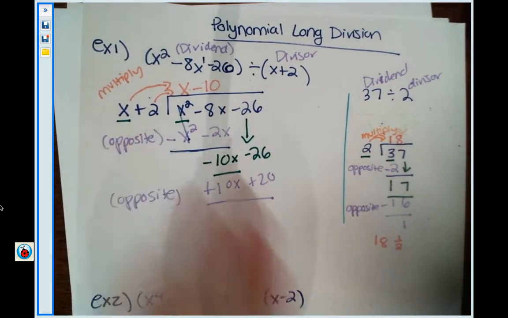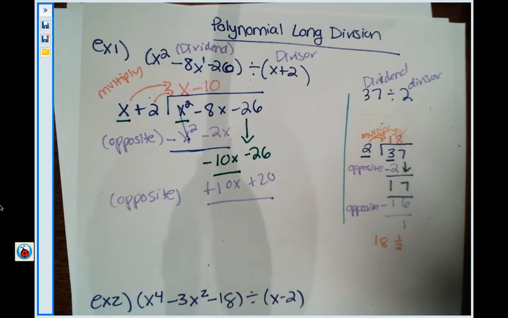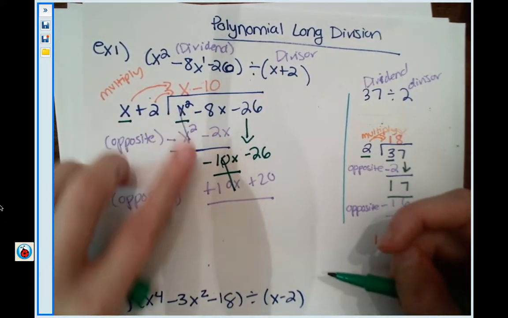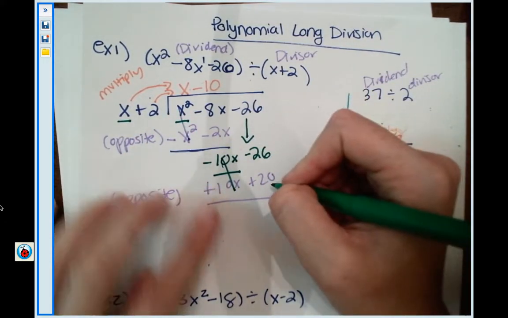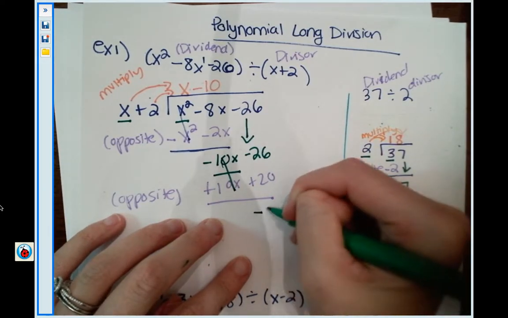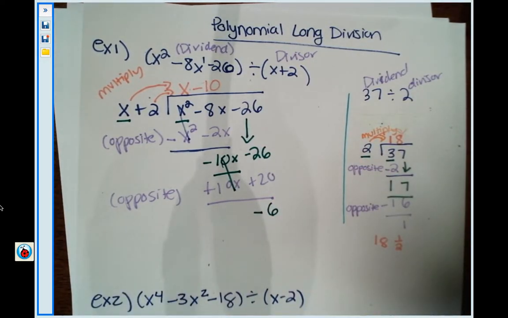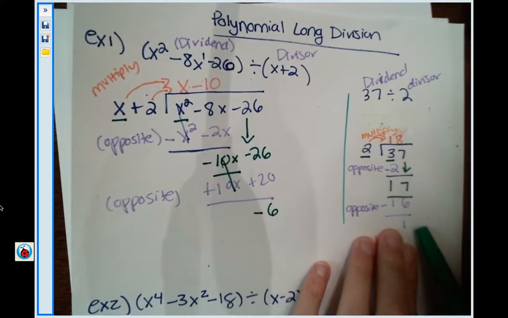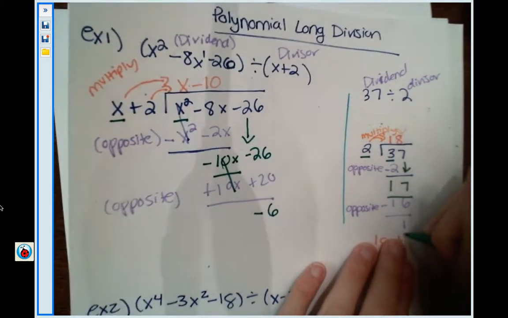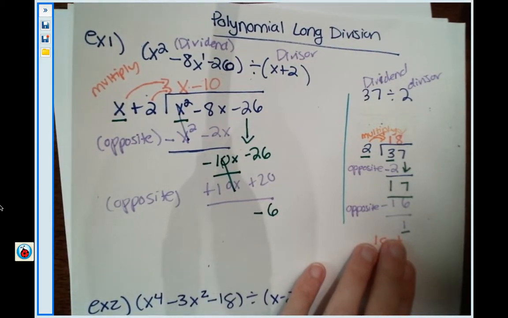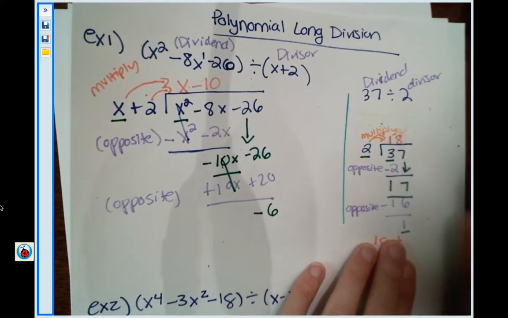So let's see what happens when we add down here. Negative 10x plus 10x cancels out. Again, if you notice, these first ones always cancel out. Alright, then negative 26 plus 20 gives me a negative 6. Holy hot dog. Alright, then when I got down here, okay, I went back down here. 2 times what gives me a 1? Well, that doesn't work out. So we have reached our remainder.